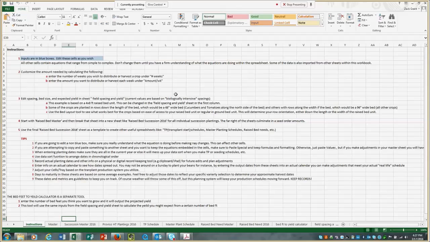Number 3, edit spacing, bed size, and expected yield in a sheet called field spacing and yield. And in parentheses, I'm saying the current values that I have in this field spacing and yield sheet are based on what are called biologically intensive spacing.